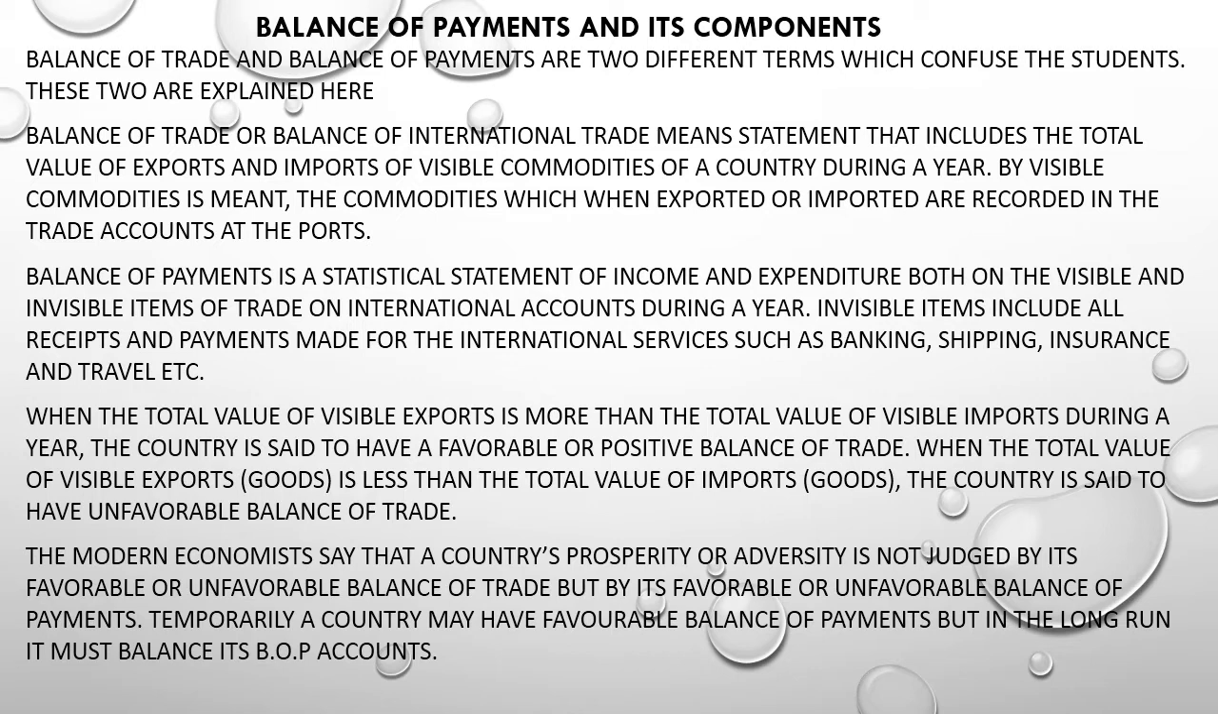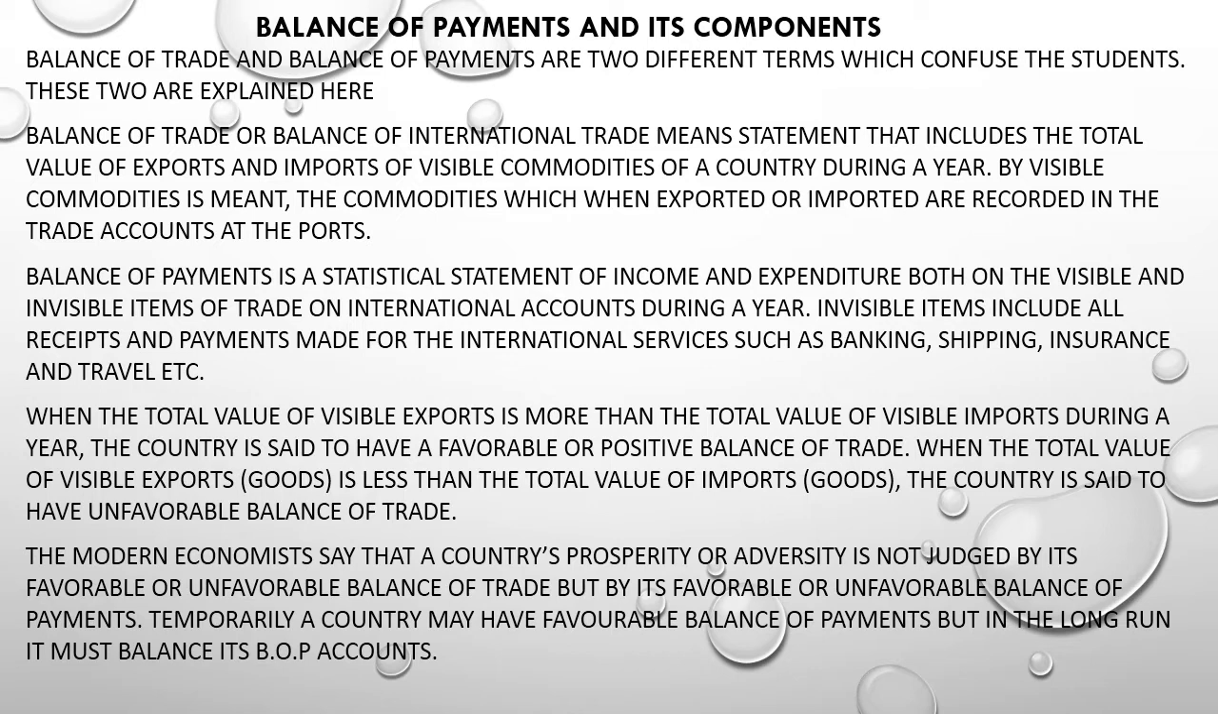When the total value of visible exports is more than the total value of visible imports during a year, the country is said to have a favorable or positive balance of trade. When the total value of visible exports, goods, is less than the total value of imports, the country is said to have an unfavorable balance of trade.